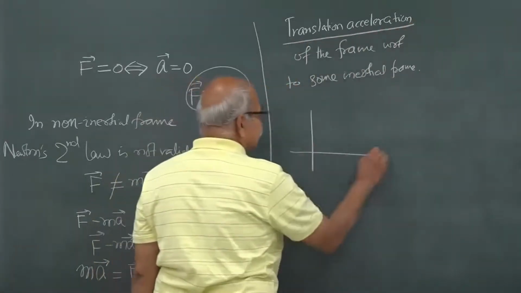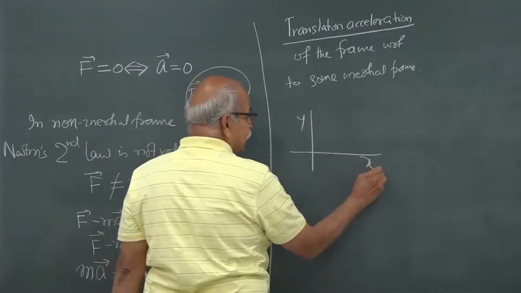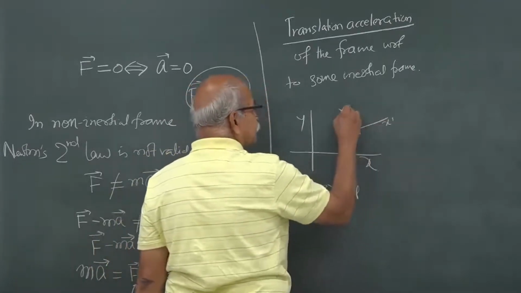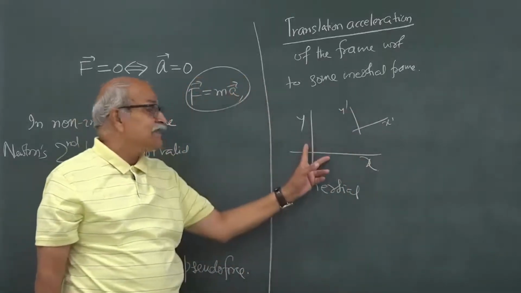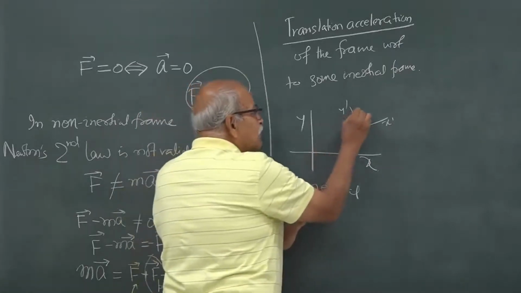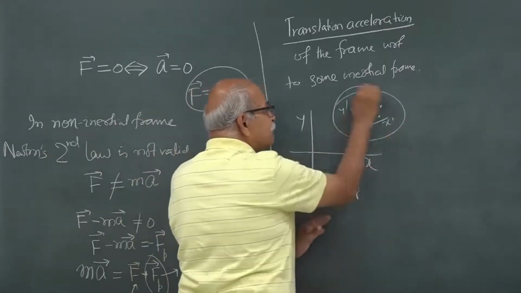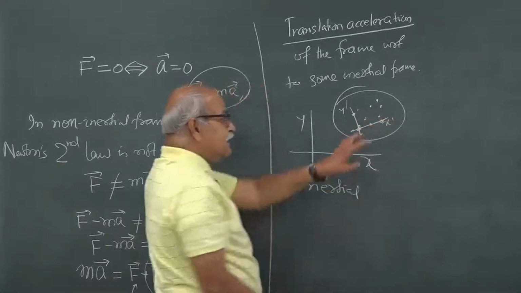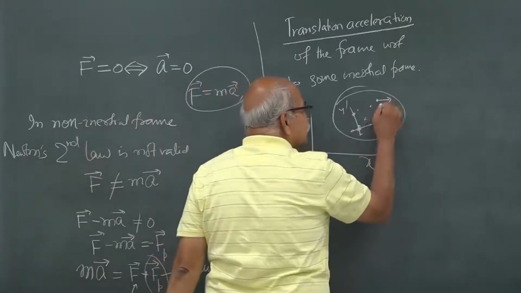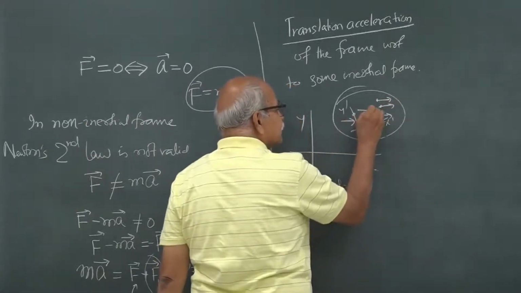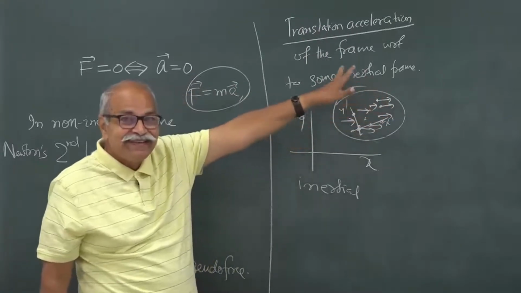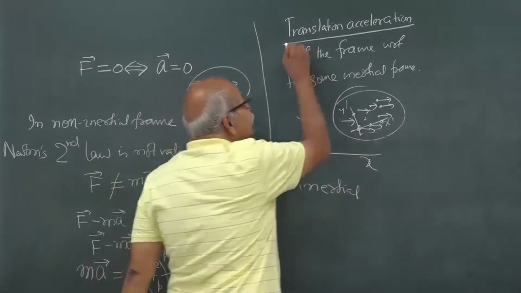Translational acceleration means that if this is the inertial frame, and I have yet another frame, it is translating with respect to this. That means the origin is moving, and all the particles fixed in this frame, the axes, everything, anything which is fixed in the frame has the same velocity at that instant. If the velocity is upward, then everything is going upward. So, the axes are not rotating, they are only translating. That we call translational acceleration.